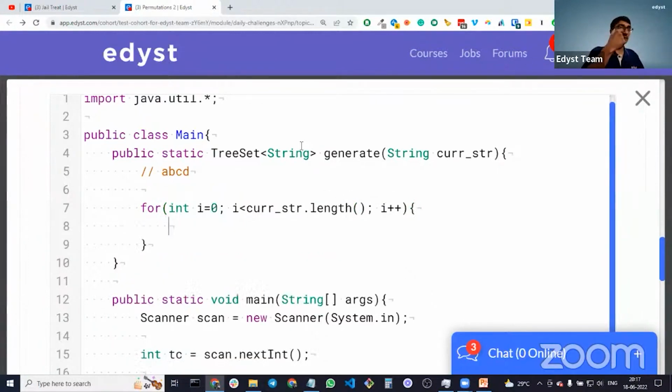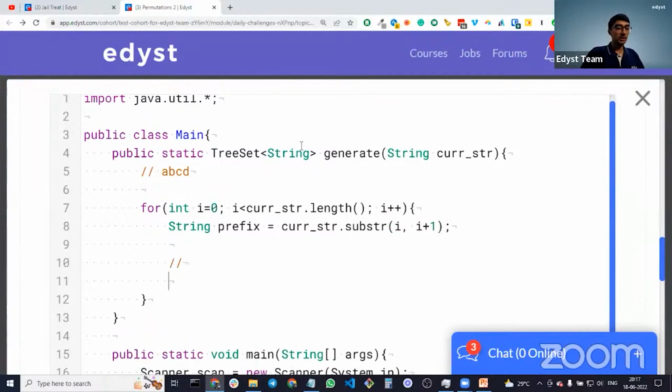How do I extract the substring at this point? Here I cannot do current string underscore i. It's not an array. I can't do that. Instead, what I'll do is string prefix is equal to, I'll get the substring out of it. I'll say current underscore string dot substring i comma i plus 1. What this is going to do is give me the value at i. If you're not familiar with the substring, let's say, for example, I have A, B, C, D, and I've given you 0, 1, 2, 3, and I say, you know what, give me substring 2, 3.